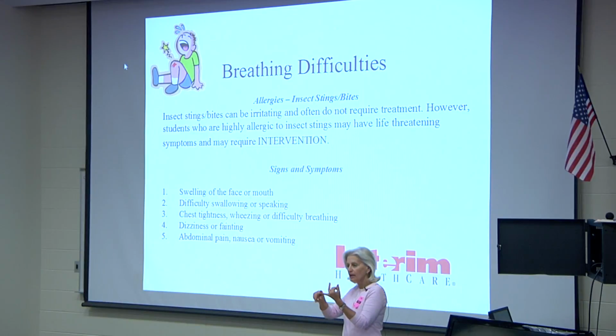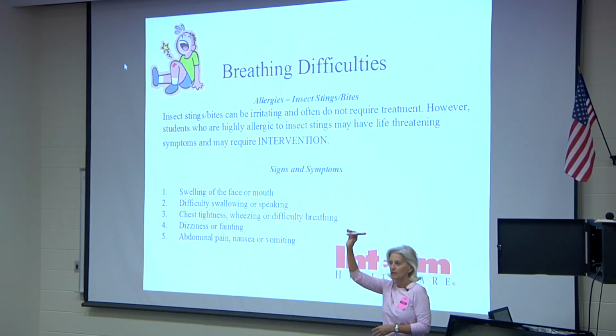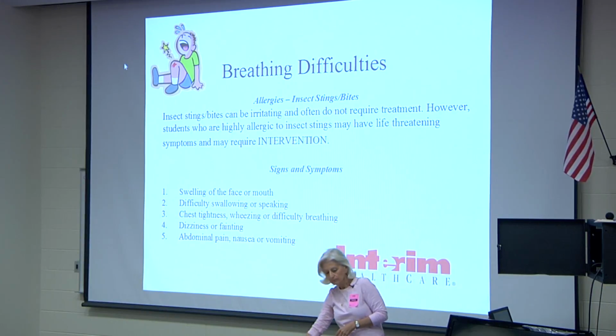So anaphylaxis is more than 2 body systems. That's cardiac, respiratory, gut, and skin. So if 2 or more of those things happen, that's when we use an EpiPen. It's really important.